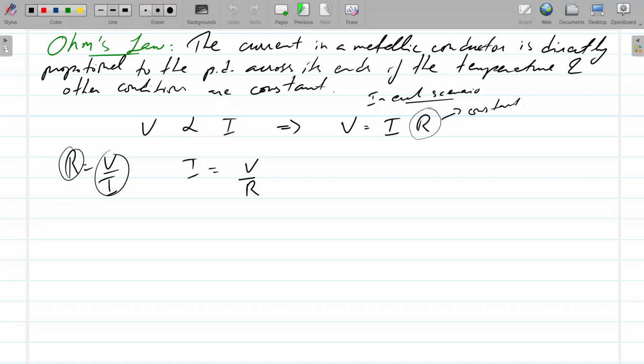And so if the temperature is kept constant, what would happen if the temperature increases? If the temperature increases, the particle vibration will increase, and that would increase the resistance. Now, in a conductor that follows Ohm's law, this thing.